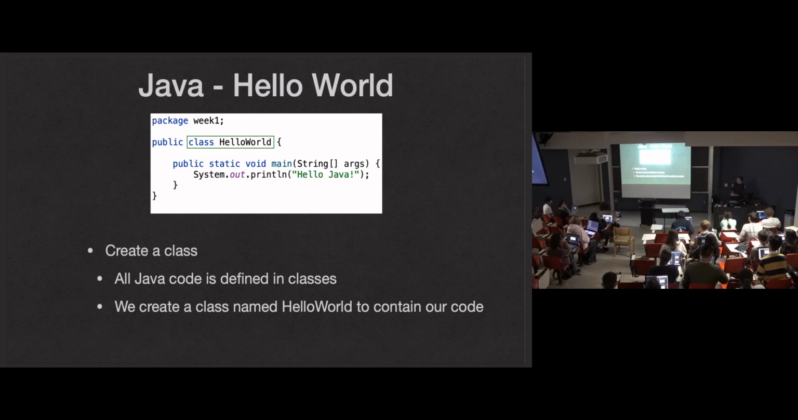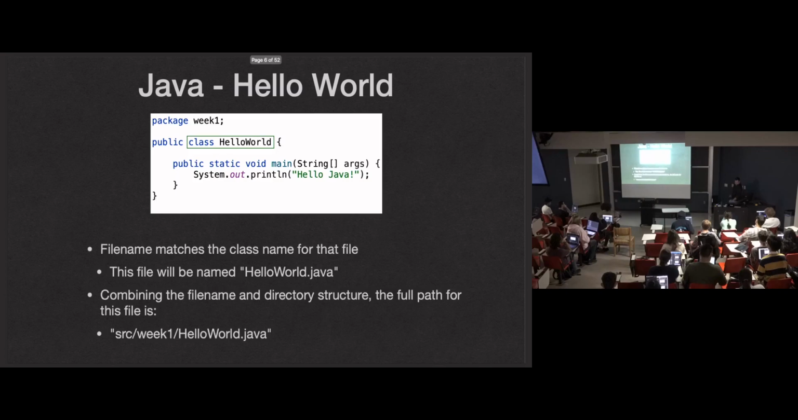The class name has to match the file name for this code. Java will enforce this. Java will enforce the package matching the directory. Java will enforce the class name matching the file name. So class HelloWorld has to be in a file named HelloWorld.java. So putting it all together, the full path for this code right here has to be src/week1/HelloWorld.java. So if you're going into the examples repo, you want to find this code, that's exactly where you're going to find it, and Java will enforce that.